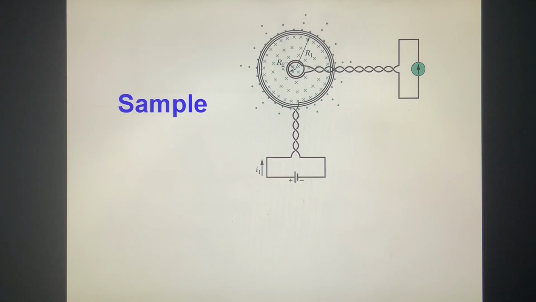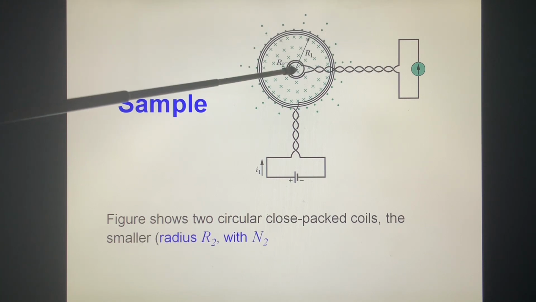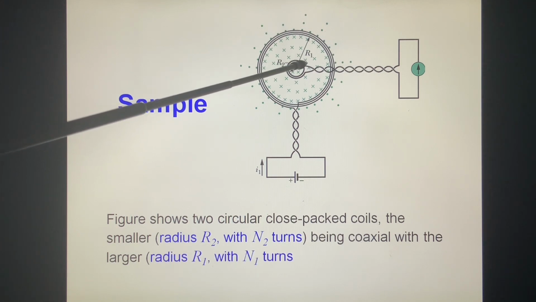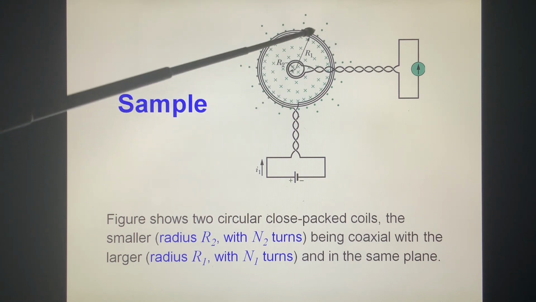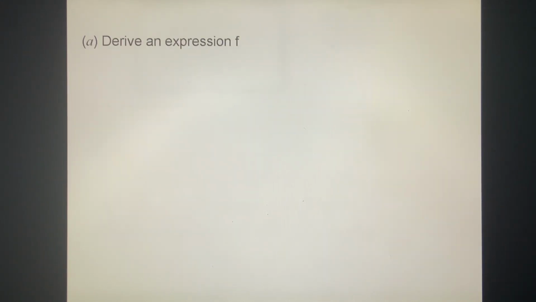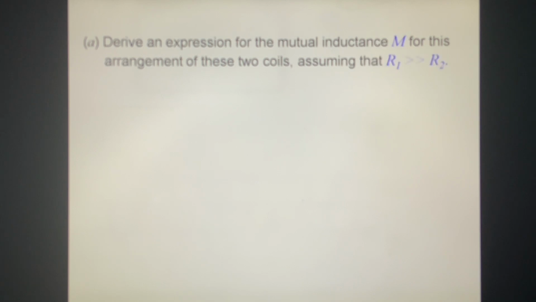Sample problem. The figure shows two circular close-packed coils, 1 and 2. The smaller one, with radius R2 and N2 turns, is coaxial with the larger one, with radius R1 and N1 turns, and in the same plane. Question A: Derive an expression for the mutual inductance M for this arrangement of the two coils, assuming that R1 is much larger than R2.